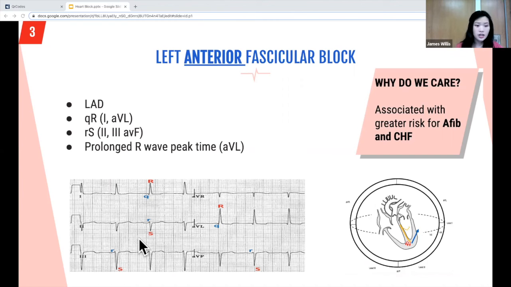Why do we care? The left anterior fascicular block, again, is more common just because of the blood supply. And it's commonly associated with AFib and CHF. It's not necessarily the cause of AFib and CHF. It's mainly that AFib and CHF have more fibrosis associated with them. And sometimes just the overall picture can put them all together in one group.